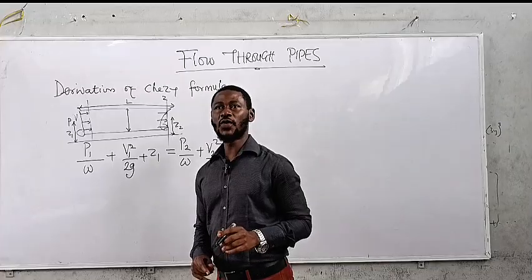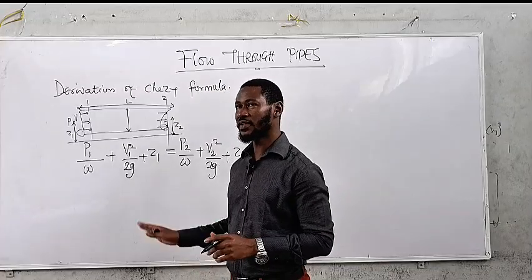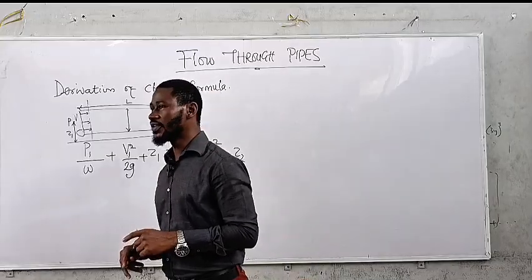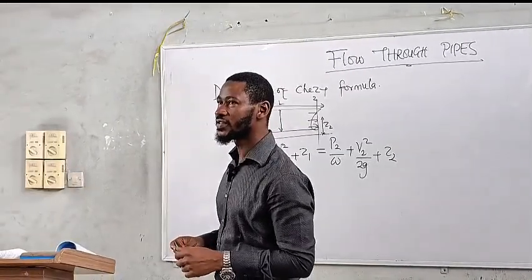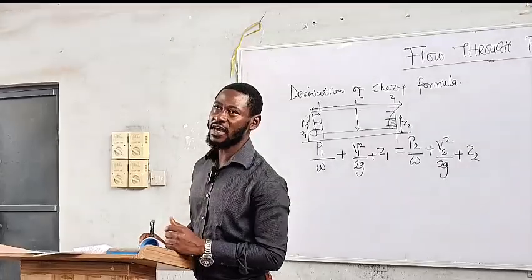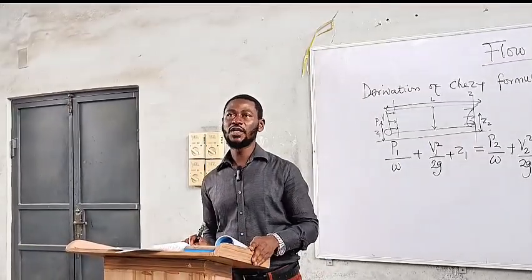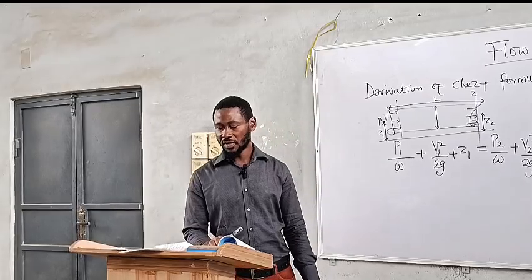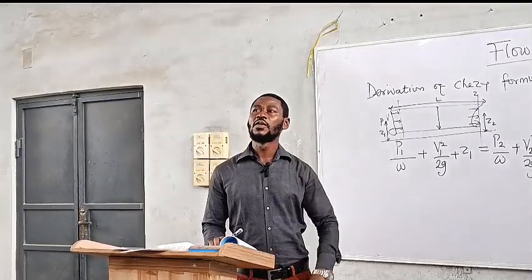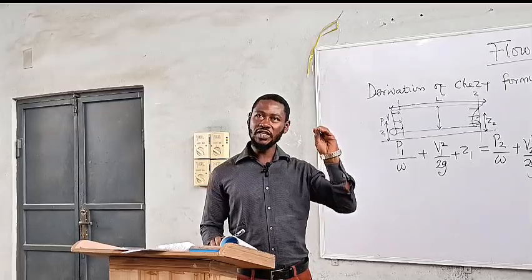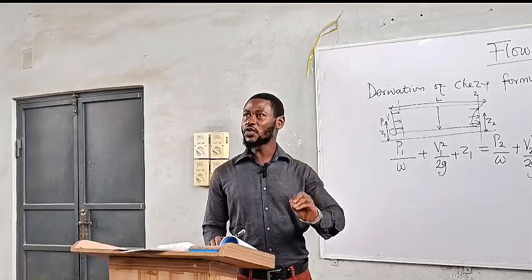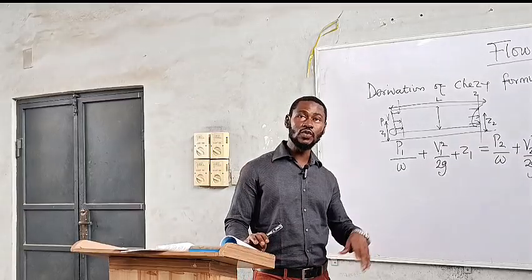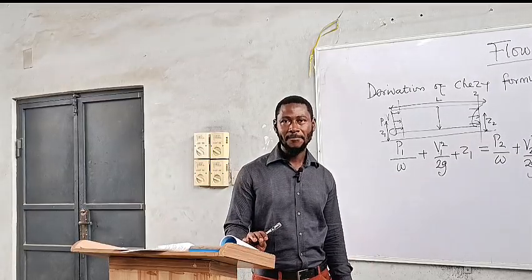We need to take some basic assumptions while deriving the Chezy constant. Number 1, the flow is steady and continuous. The second one is the flow is uniform over the section. The third assumption, the type of fluid that we are considering in this case is an incompressible fluid, and it also follows Newton's law.